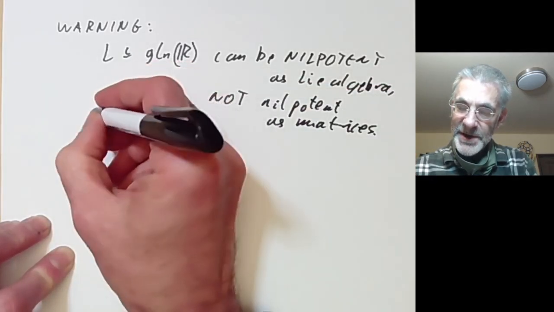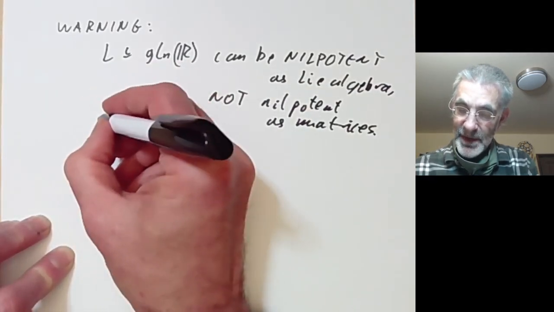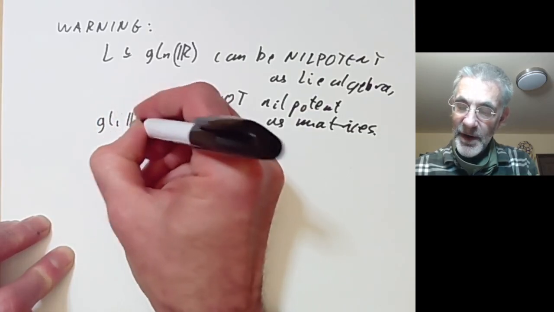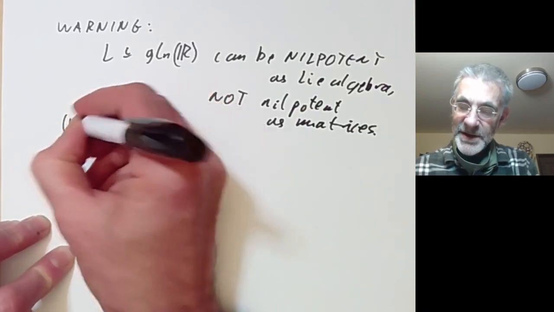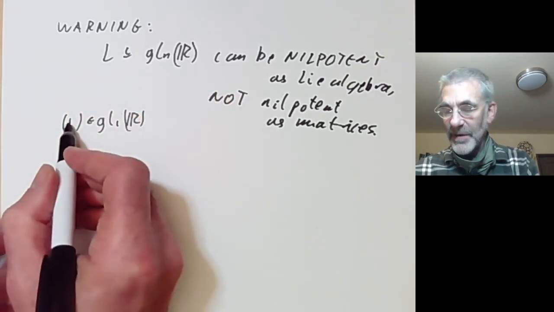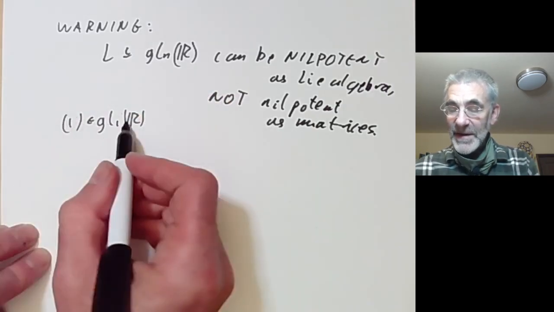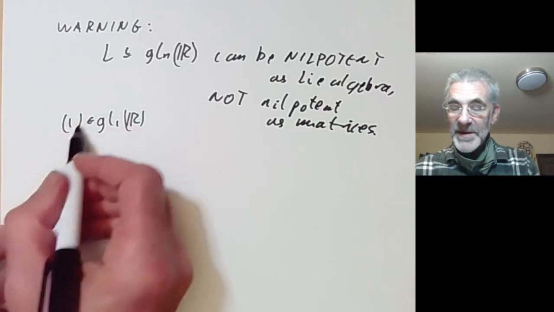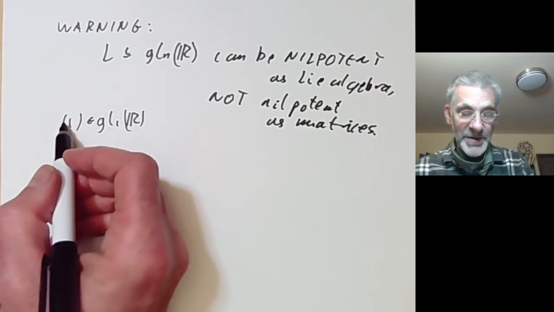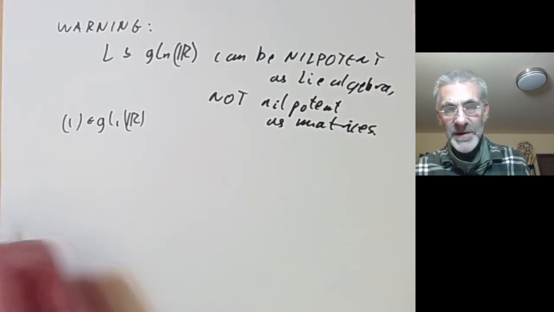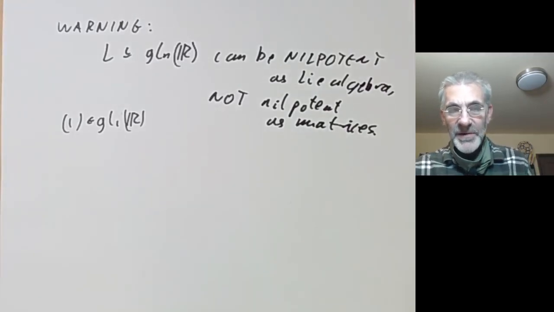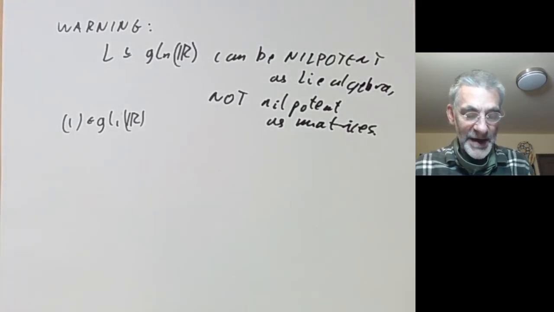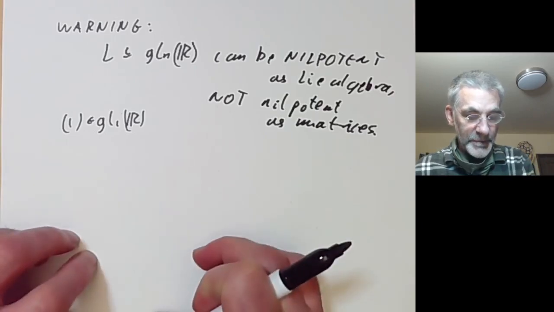For example, we just take GL1 of R and we just take the matrix 1 in GL1 of R. Well, this is obviously a nilpotent Lie algebra because it's abelian. On the other hand, this is obviously not a nilpotent matrix. So the connection between nilpotent Lie algebras and nilpotent matrices isn't quite as clean as you would really like.